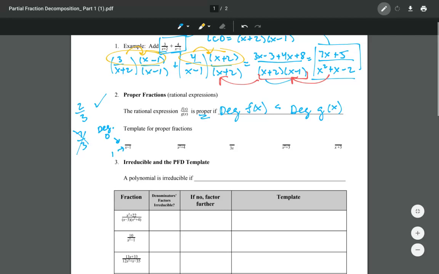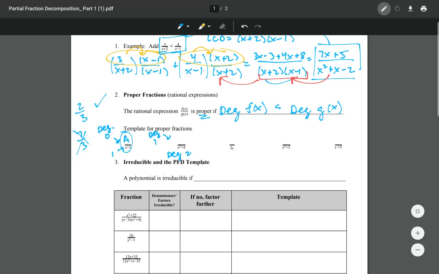I'm not going to know what that degree 0, which is just a number, needs to be. So we're going to just use capital letters to represent those constants or those numbers. For the next one, this one is degree 2 in the denominator, which means I need this numerator to be degree 1. Let me circle that. I need this one to be degree 1.